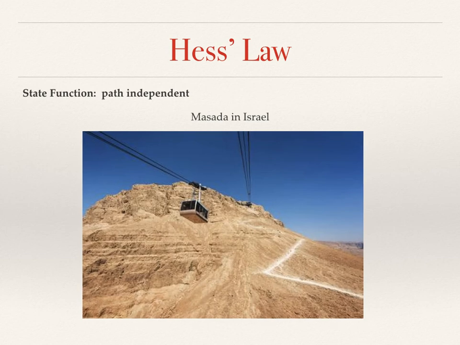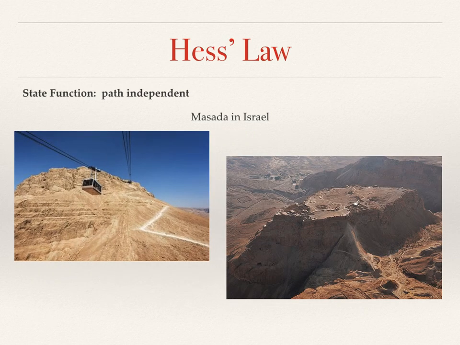So what they actually had to do is sort of build a bridge to get up there, and you're still able to see that today. So technically, there's three different ways that you can get to Masada and get to the top. And again, the elevation of Masada doesn't change, just the path that you get there changes. And that's kind of the idea behind Hess's Law.